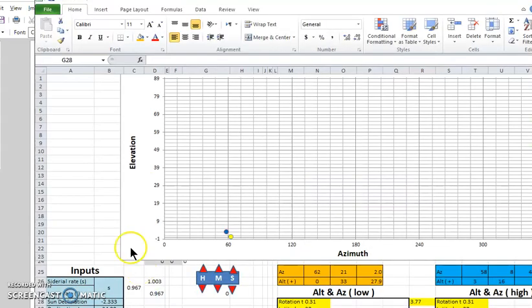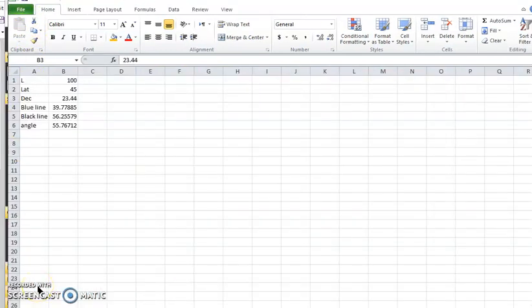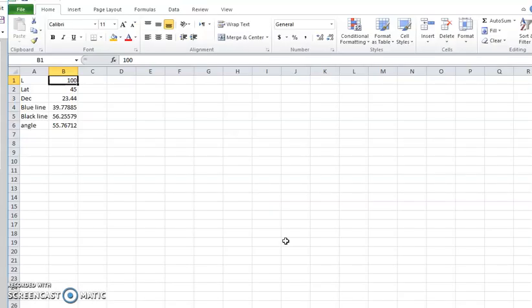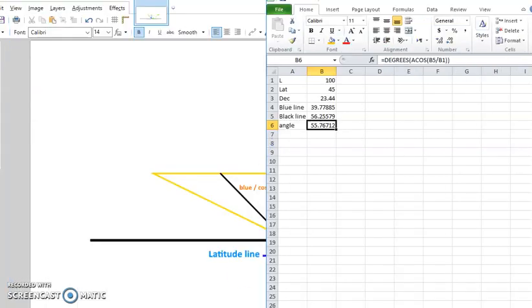Let me get the spreadsheet. The spreadsheet, and you can see the length that I presumed. Let me show you the picture again. The length, then the blue line, and then the black line. So this is the blue line and this is the black line, and the way I get them, I need to put the latitude, so I put 45 and I put 23.44. That's the sun declination angle during the summer solstice. And you can see at the end the angle is 55.76. So let's go to SunCalc and confirm that.